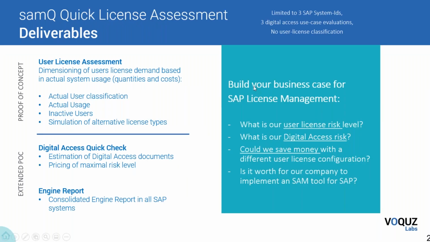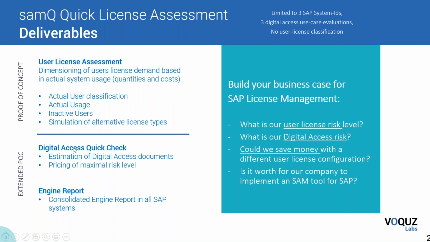What do you get out of the system from a quick license to the standard quick license assessments? So we limit it to 3 system IDs, 3 digital access use case evaluations on the premium, and no user license classification. And really, you can see here, in terms of the license assessment, you get actual user classification, users, inactive users, and the simulation of alternatives. This is our standard quick license.